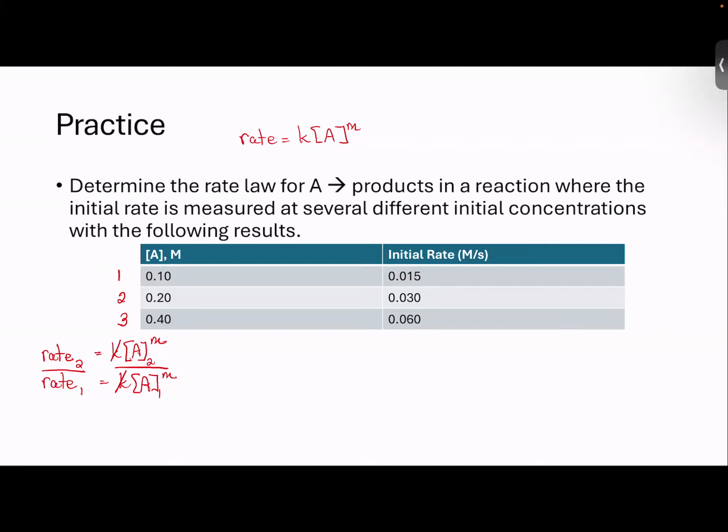Now I'm going to plug in the information. So the initial rate of 0.030 for reaction 2 divided by 0.015 for reaction 1 is equal to the concentration of reaction 2, which is 0.20, divided by the concentration of reactant 1, which is 0.10, raised to the order.